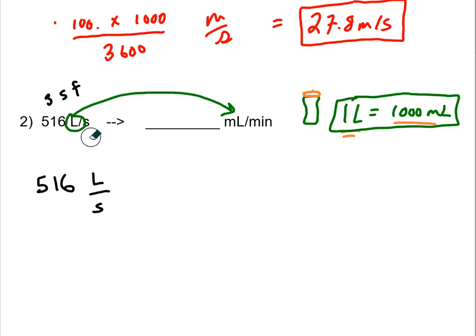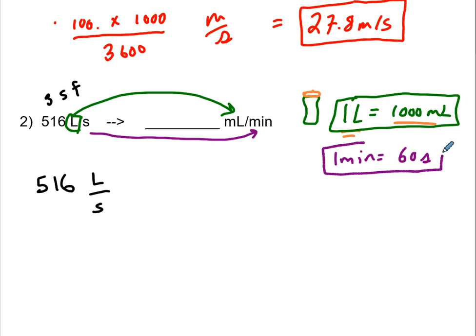The second conversion factor is now dealing with time. For time, we're dealing with seconds to minutes. Again, which is the bigger unit? The bigger unit is minutes. So in 1 minute, you have 60 seconds. I think we know that. Hopefully everyone remembers that. So now we enter in our conversion factors like we did in the previous example.